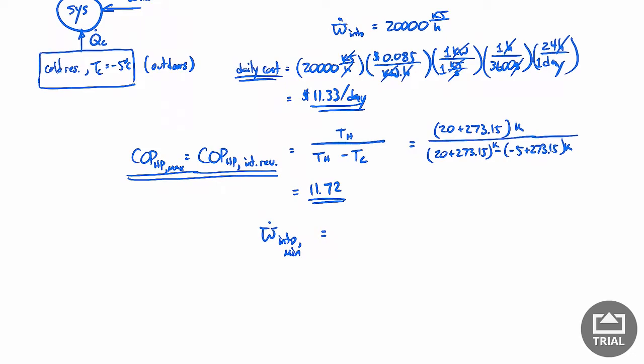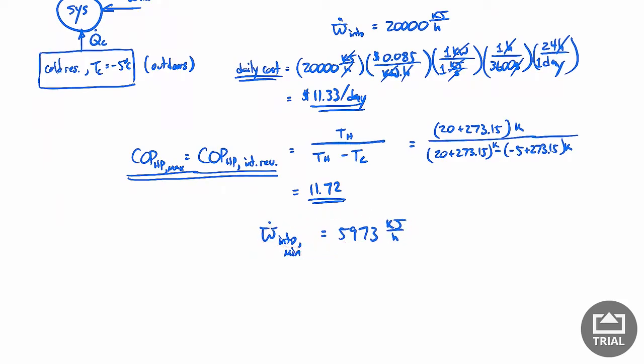When you plug in the numbers for this, it comes out to be 5,973 kilojoules per hour. So quite a bit smaller than our, you recall that originally we had 20,000 kilojoules per hour, so now we're using much less energy.